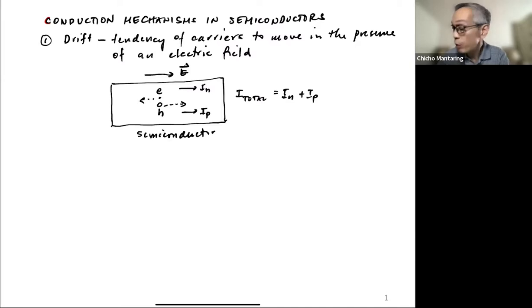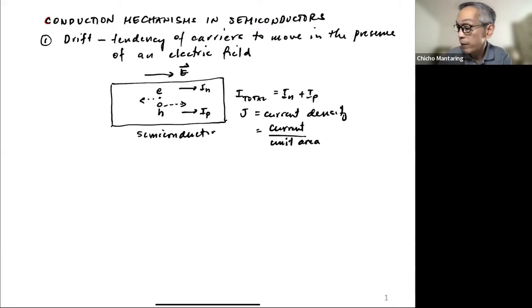And we defined what we called current density. This is a current per unit area. So if the cross-sectional area of this is A, kung yung area nito is A, J is equal to I over A.